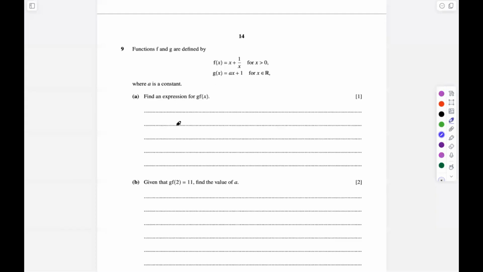In question 9, functions f and g are defined by f of x equals x plus 1 upon x and g of x is equals to ax plus 1. In part A, we have to find an expression for g f of x. So to find an expression for g f of x, in place of x in the function g, we'll replace it with the function f. So this will become a into x plus 1 upon x plus 1.